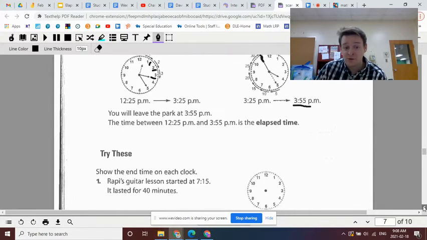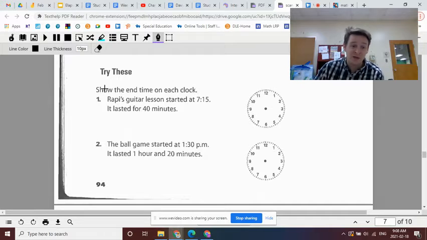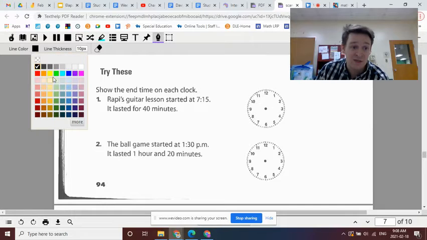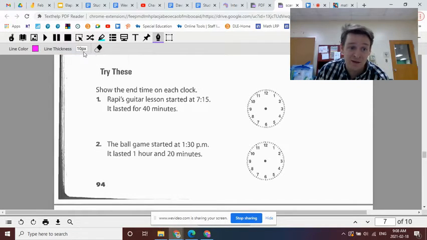Just kind of moving through these questions at the bottom of the first page. Rappy's guitar lesson starts at 7:15. So I'm just going to show 7:15 on the clock as best as I can. I'm going to use a bit of a thinner line.